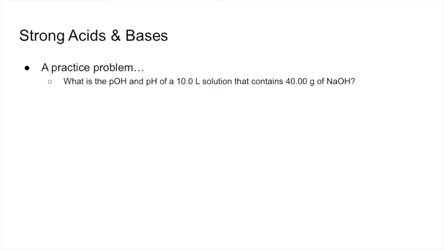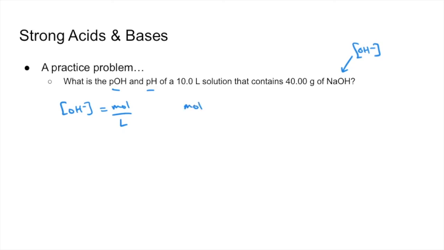Okay, let's try one with base. This says what is the pOH and pH. So we're going to take advantage of that one equation that we saw, back on that slide a little bit ago. pH and pOH of a 10.0 liter solution that contains 40 grams of NaOH. So this is a strong base, right? It's got hydroxide in it. So when we are calculating things here, we are going to be calculating the hydroxide ion concentration. All right. So we know we need the moles of hydroxide and the volume in liters.